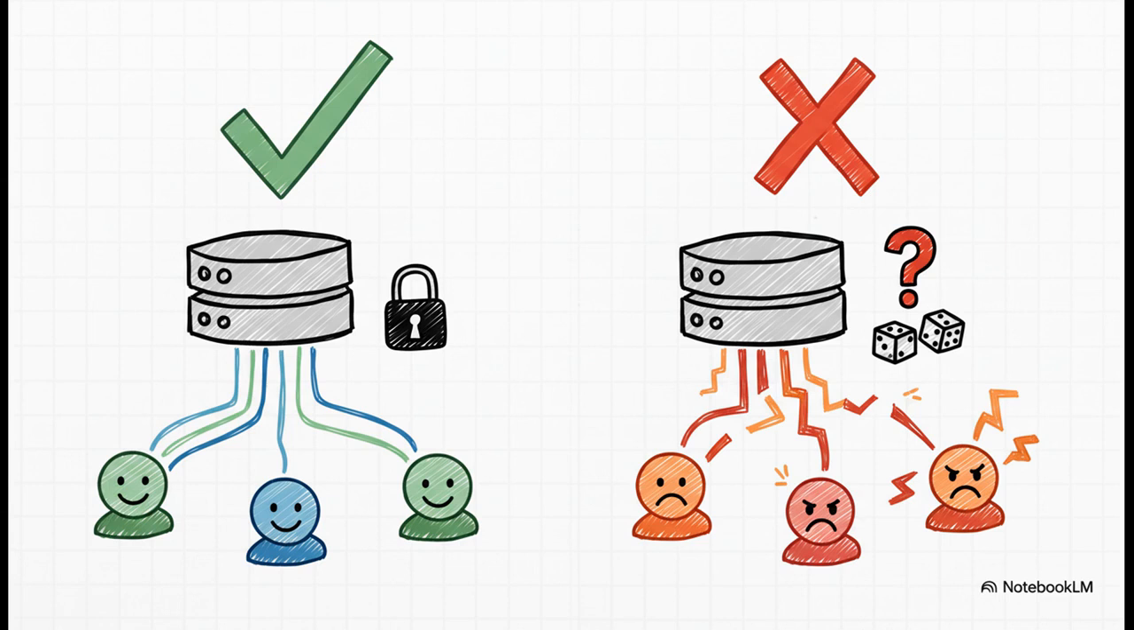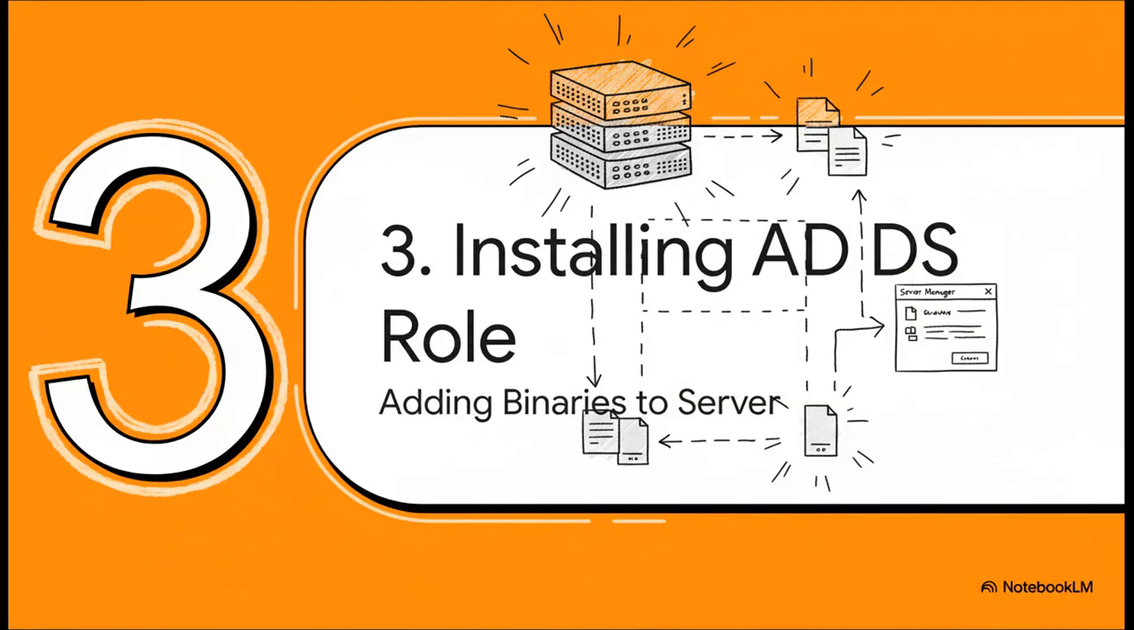Let me be crystal clear on that first point. A static IP address is completely non-negotiable. Seriously, if your domain controller's IP address changes because it's getting it from DHCP, authentication will break, services will fail, and your entire network is going to grind to a halt. This is the number one mistake people make. Don't be that person.